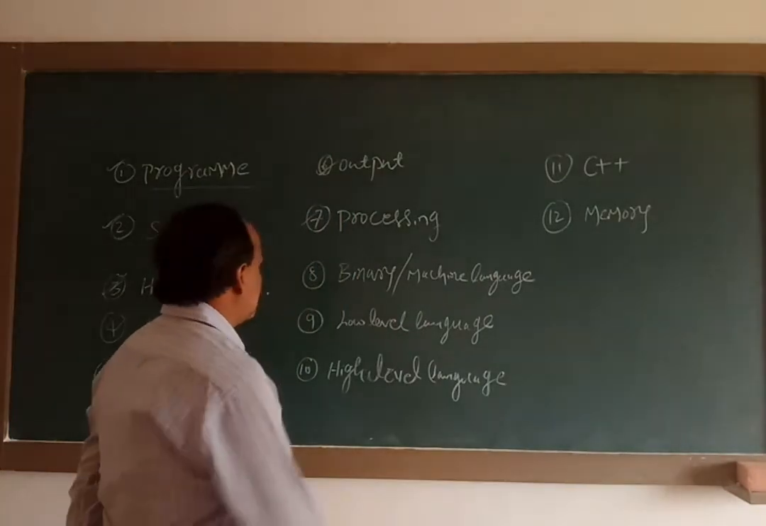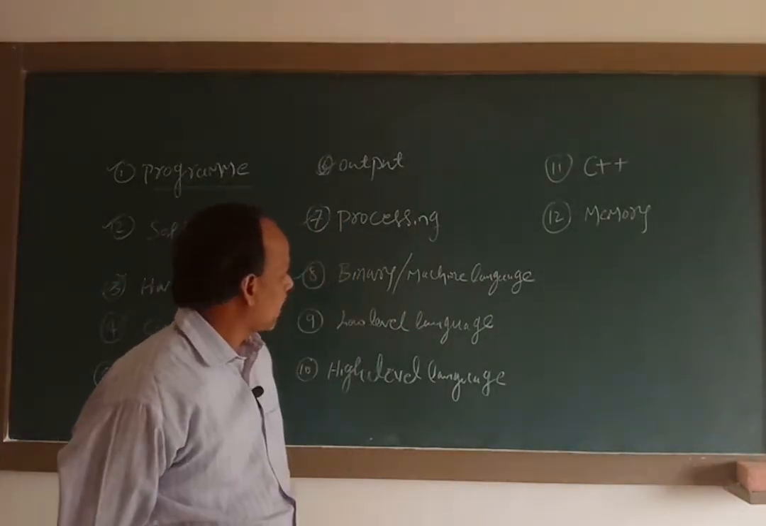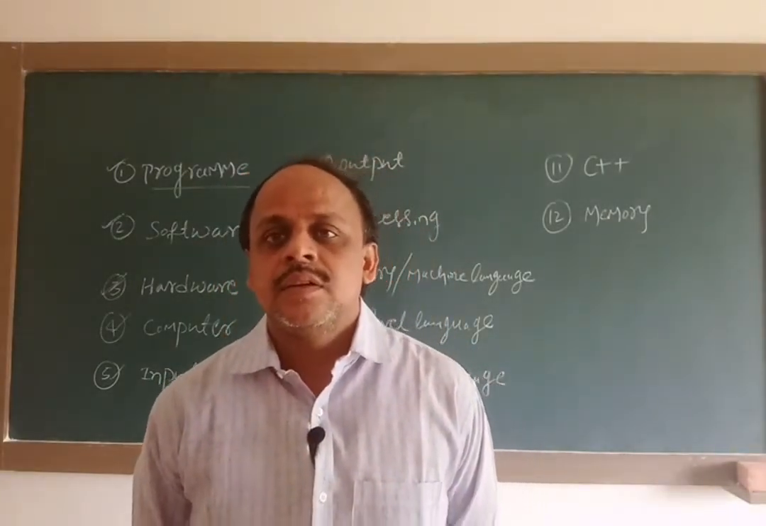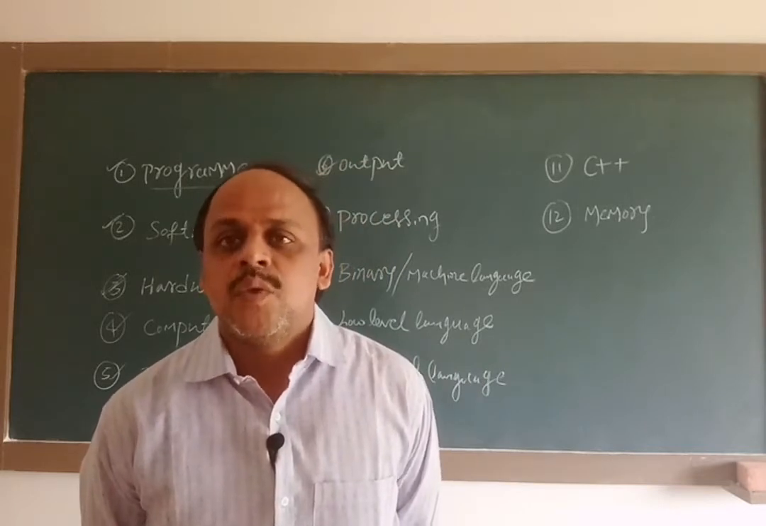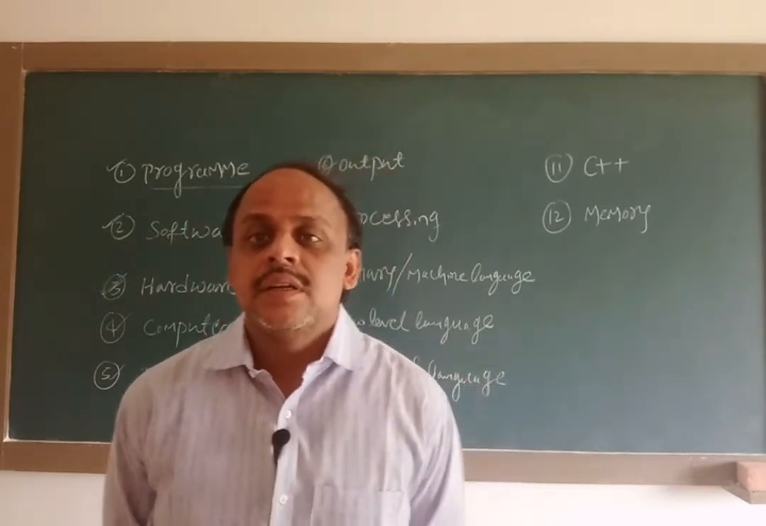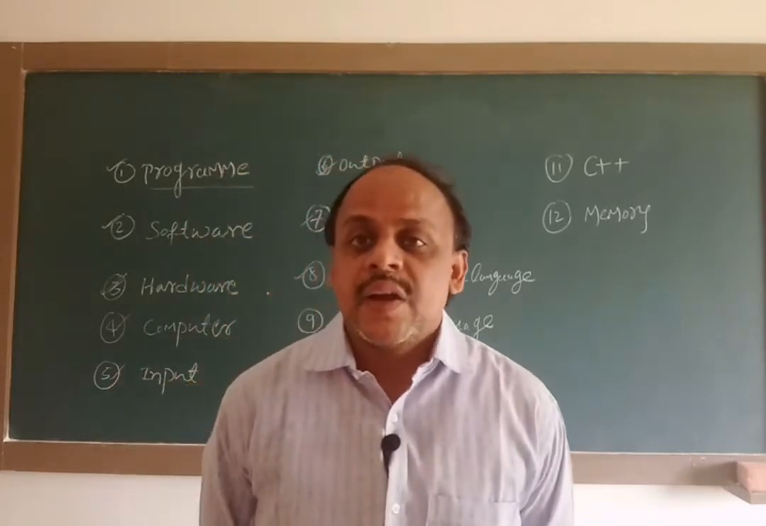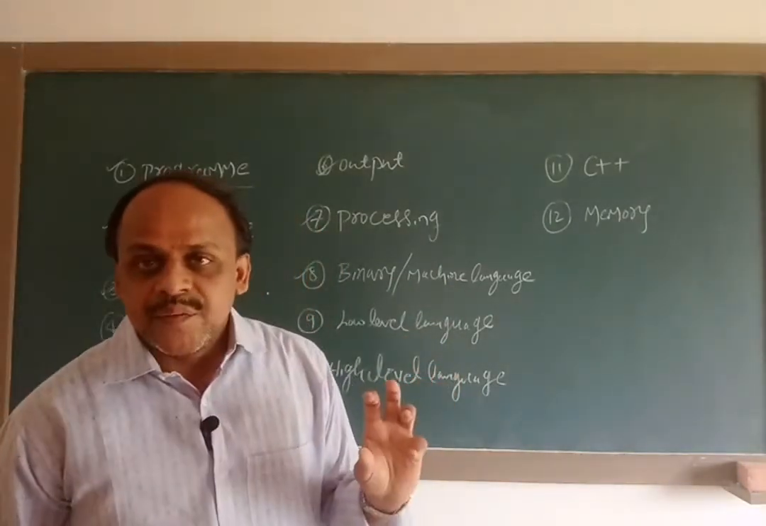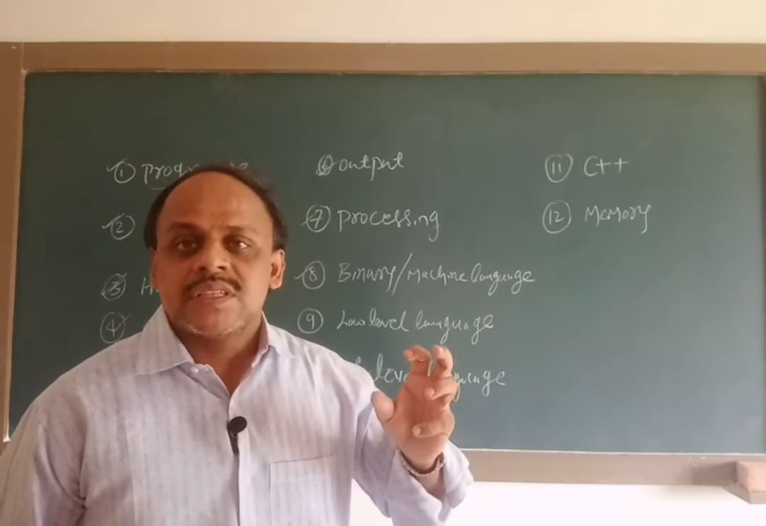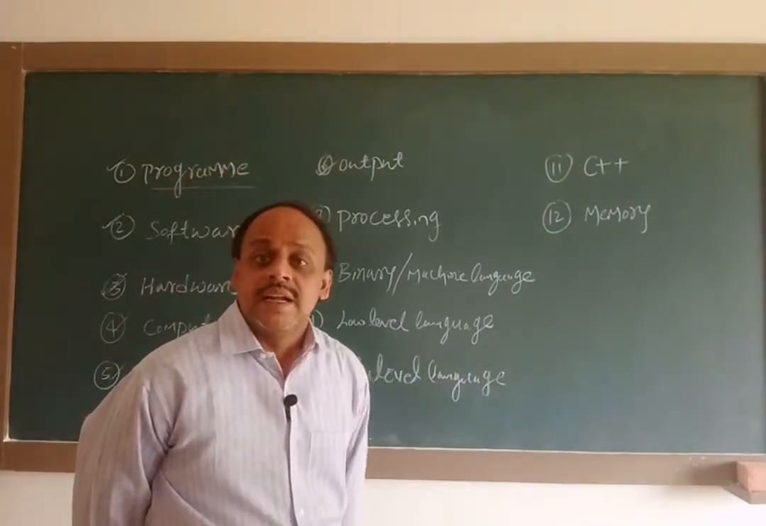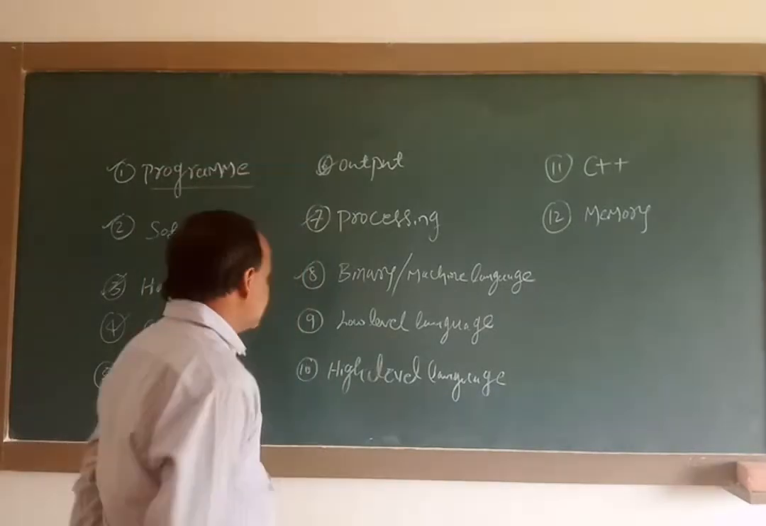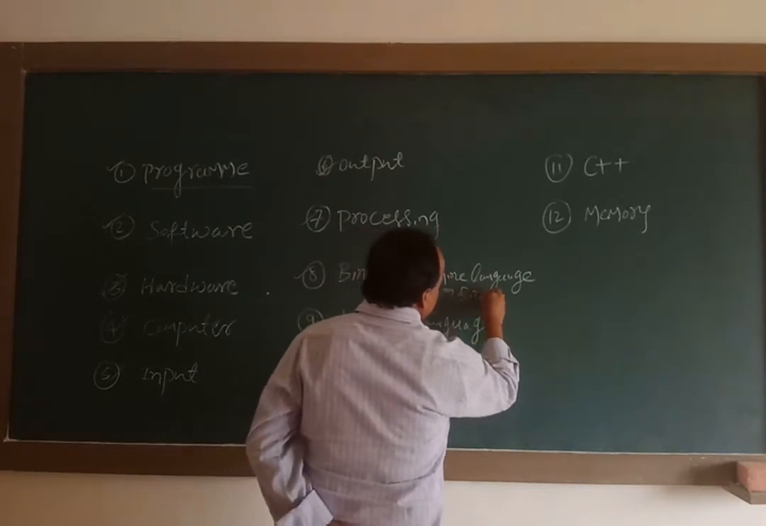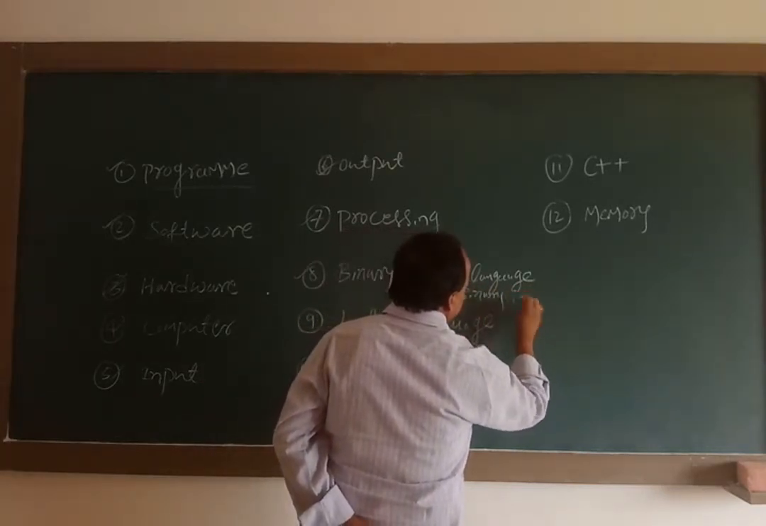And the next thing is binary language, or machine language. What is a machine language or binary language? A computer-understandable language is called binary language. A computer or machine understandable language is called binary language. It is made up of 2 digits, 0 and 1. These are called binary digits.